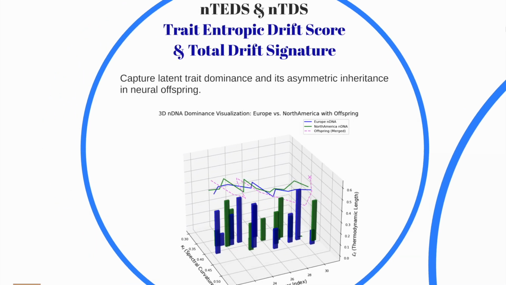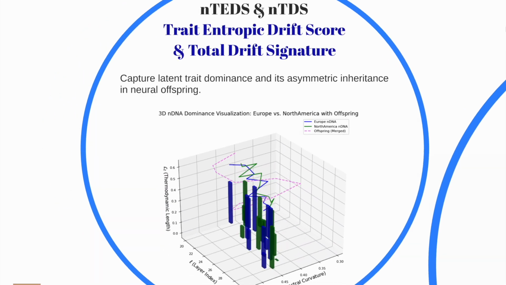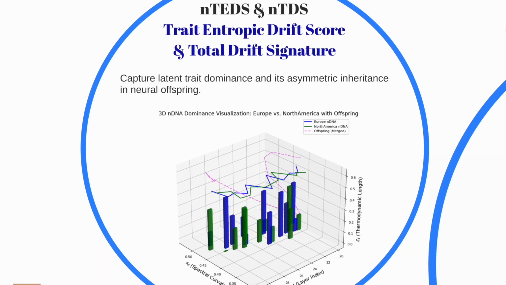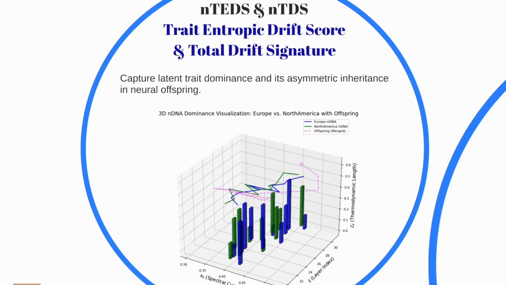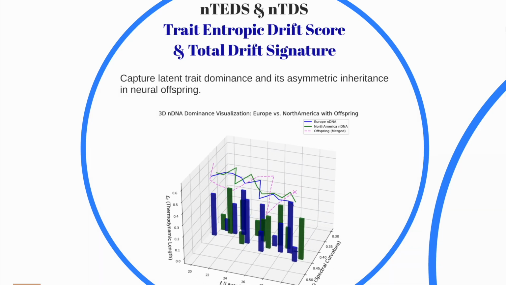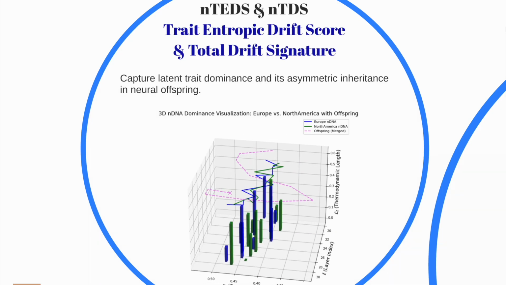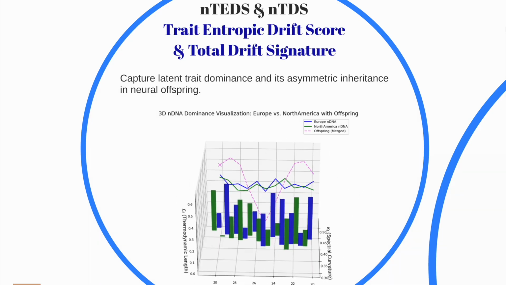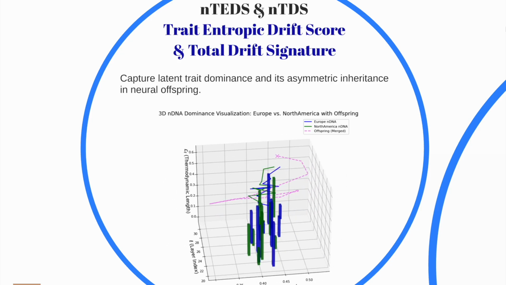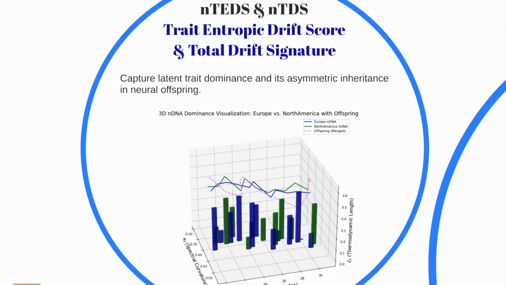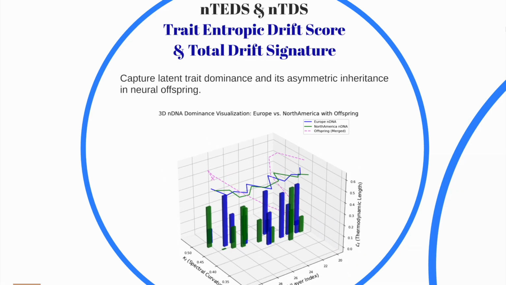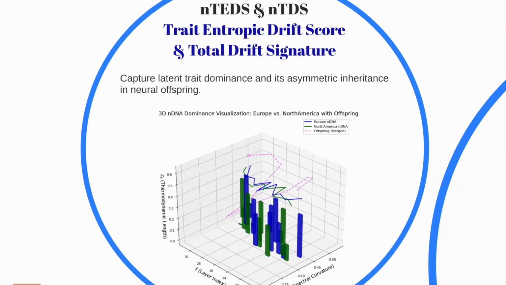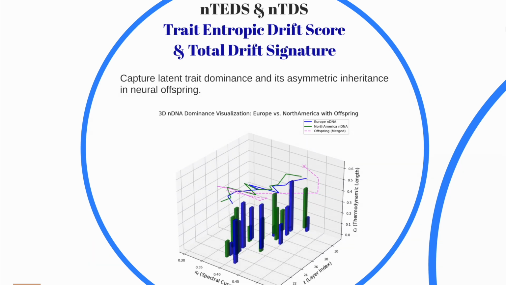Trait Entropic Drift Score, NTEDS, asks a simple question at each layer: which parent's latent traits are doing the talking? It computes an entropy-weighted dominance score over the trait bases learned during fusion. High positive NTEDS means parent A's traits are concentrated and in control. High negative means parent B dominates. Values near zero mean a balanced blend. NTDS is the depth-integrated version, one number that summarizes who dominates overall and by how much.